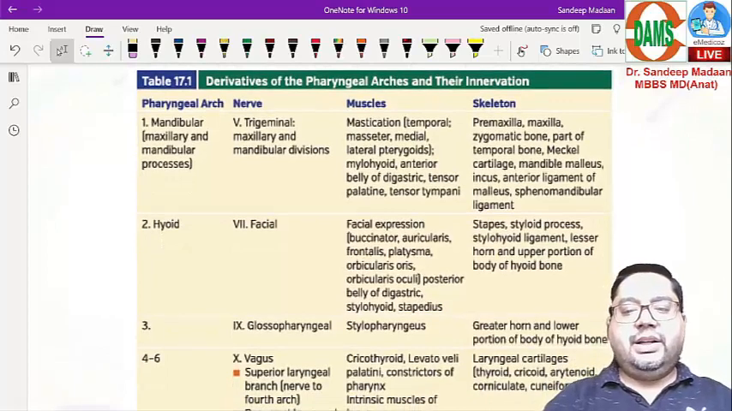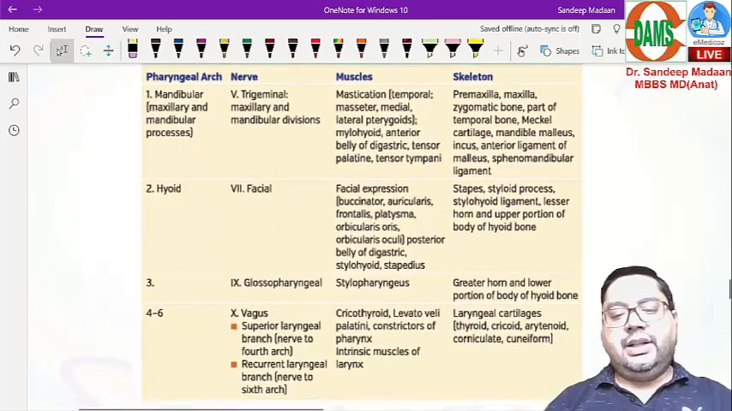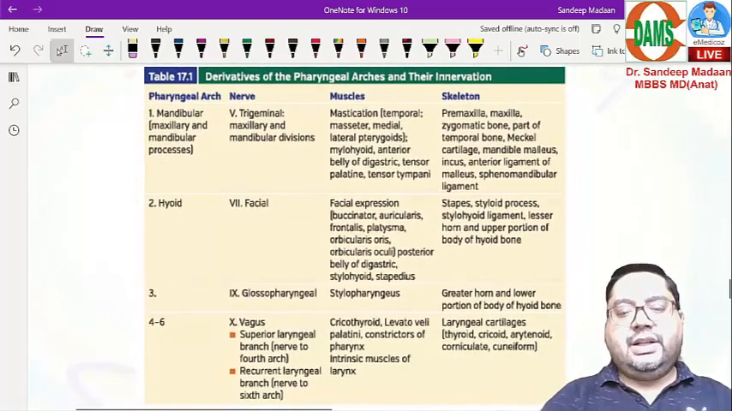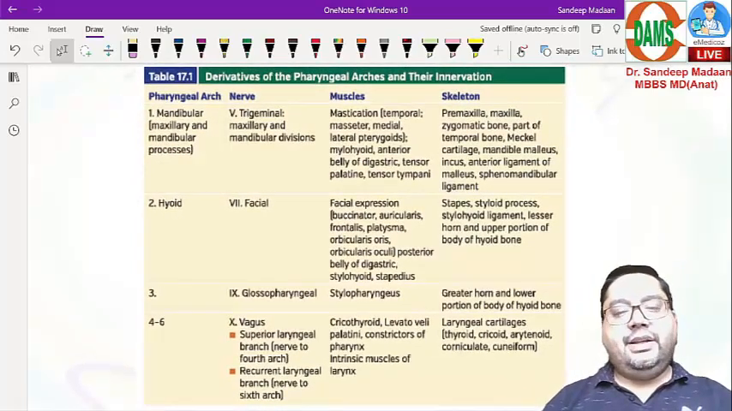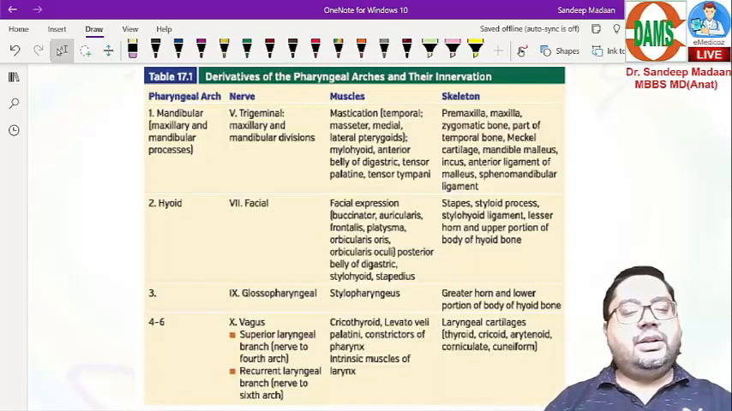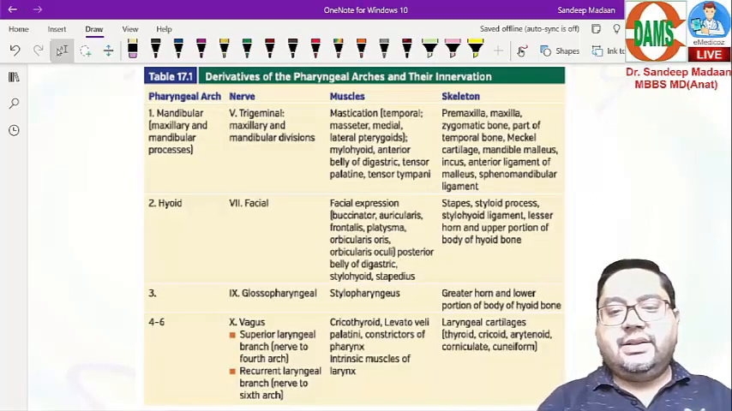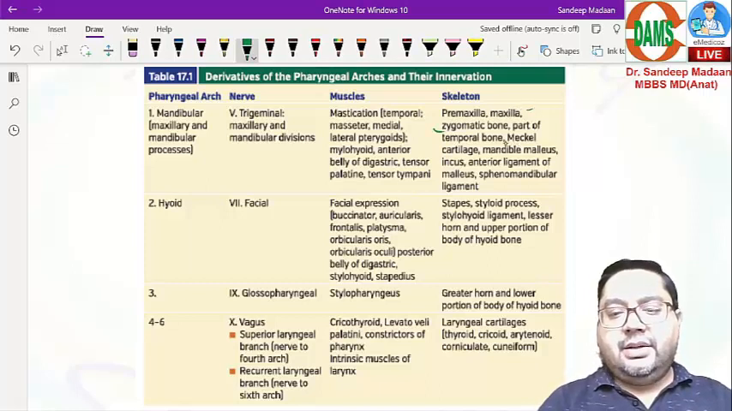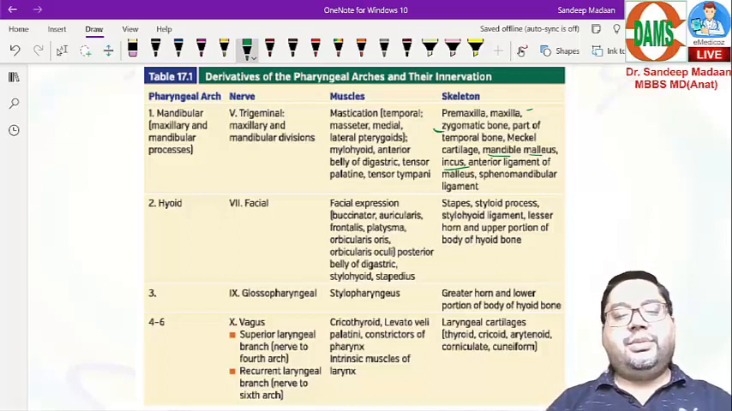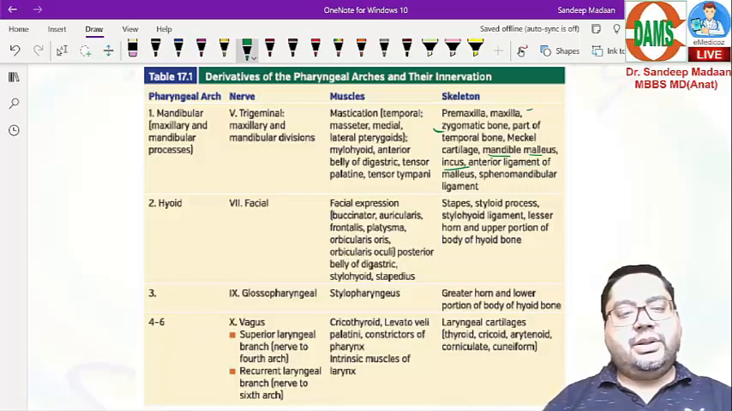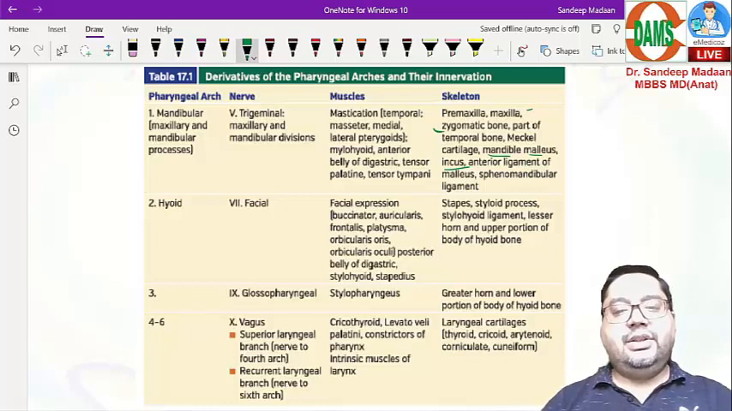Okay, so this is the table which actually is very, very important for us. This is the table I have compiled from Langman's book, the latest edition. And here what we need to know is everything about the pharyngeal arches. It's very, very important. We need to know the nerves, the muscle derivatives and the skeletal derivatives. You see the zygomatic bone, maxilla, part of the temporal bone, mandible, malleus, incus, all these bones are coming from the mandibular arch. So definitely it justifies all the features given in the question, right? And we need to know, as I said, pharyngeal arches in detail.